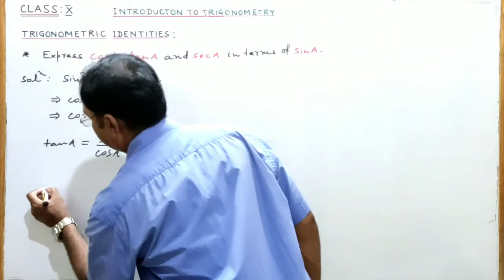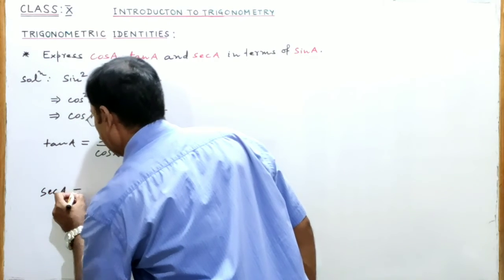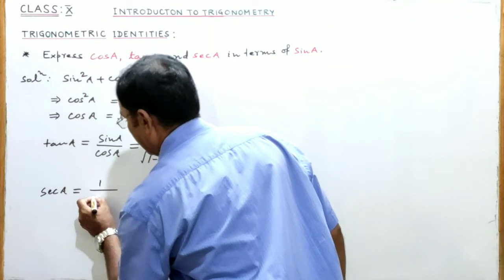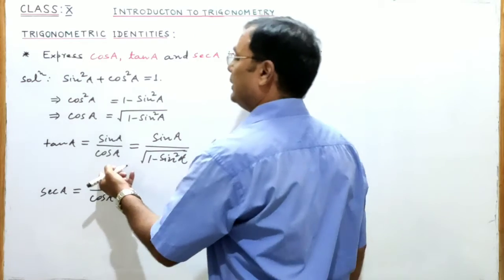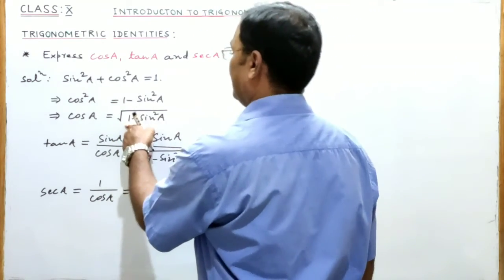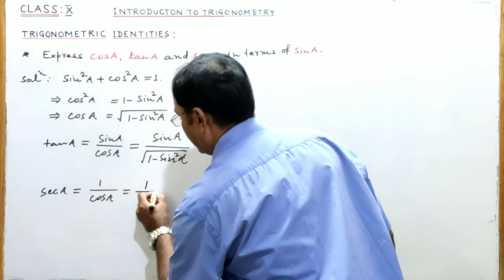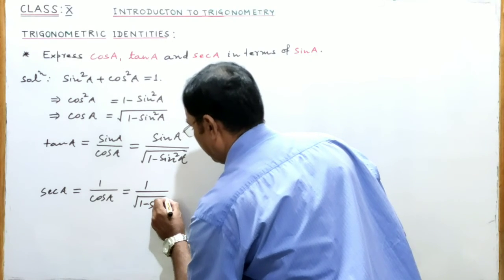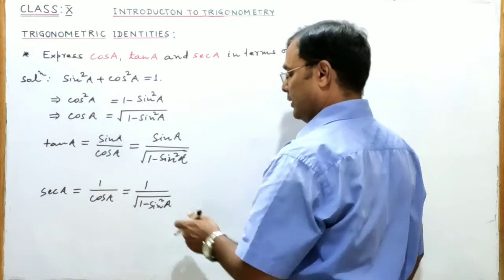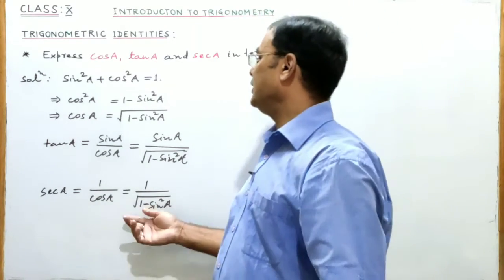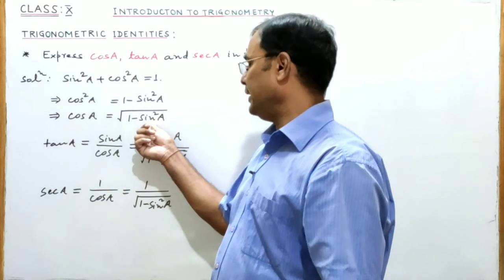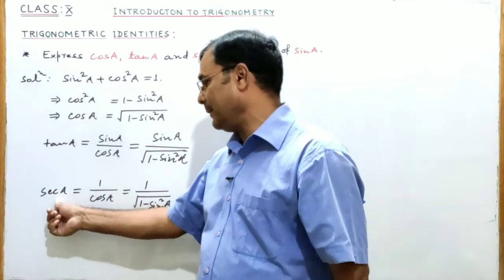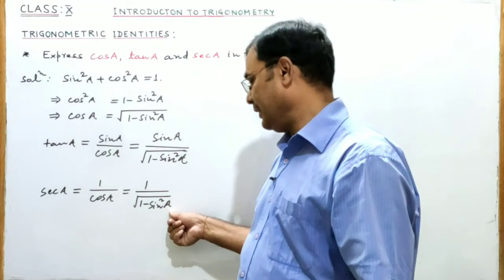Now sec A. Sec A we can write, sec is reciprocal of cos, so sec A we can write 1 by cos A, and cos in terms of sin is expressed like this, under root 1 minus sin square A. So it is 1 by under root 1 minus sin square A. So sec A is equal to 1 by under root 1 minus sin square A. So this way cos A is expressed in terms of sin A like this, tan A is expressed in terms of sin A like this, and sec A is expressed in terms of sin A like this.